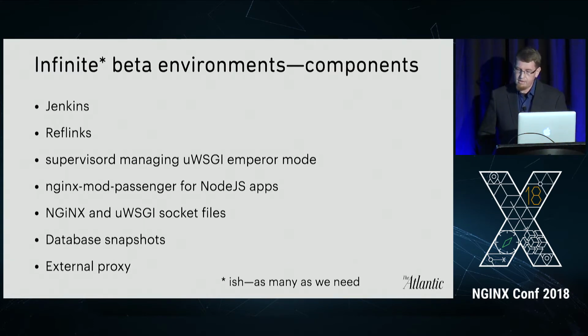These are the components of this system. We use Jenkins for build automation, reflinks to keep disk usage to a minimum, Supervisord for managing uWSGI Emperor mode, mod_passenger for our Node applications, NGINX and uWSGI socket files for our Django application, nightly database snapshots to make sure our QA environments are using an up-to-date database, and we plug our long-running feature betas into an external proxy.